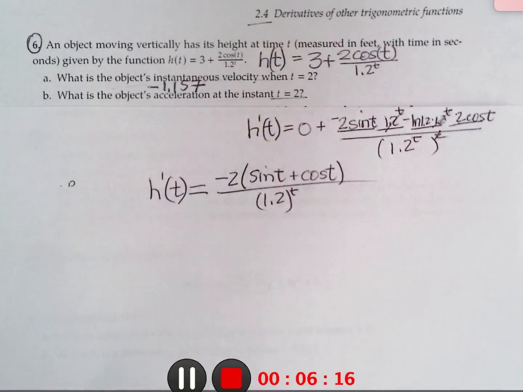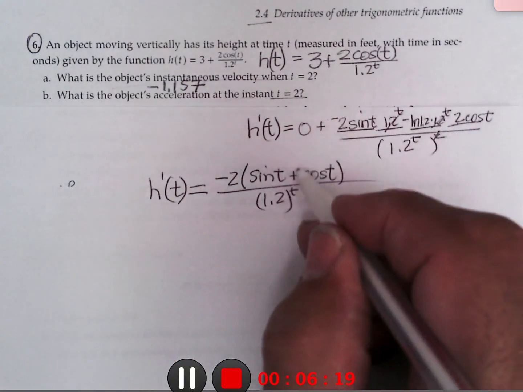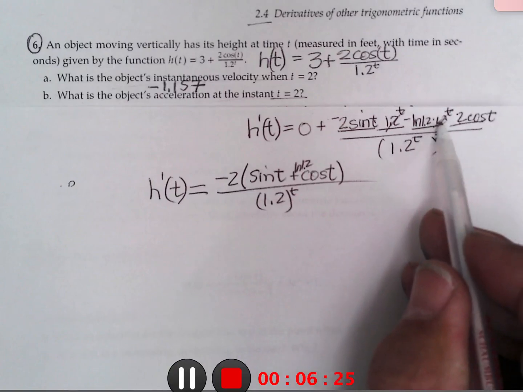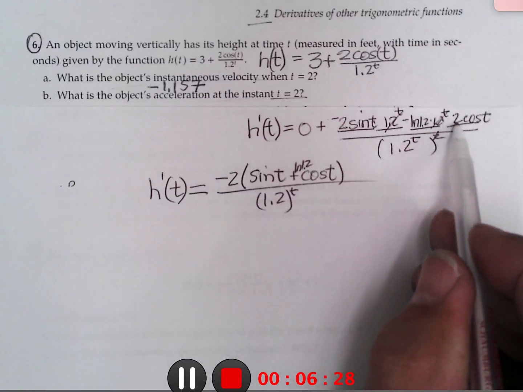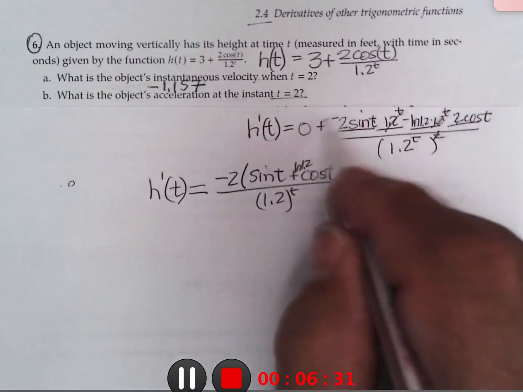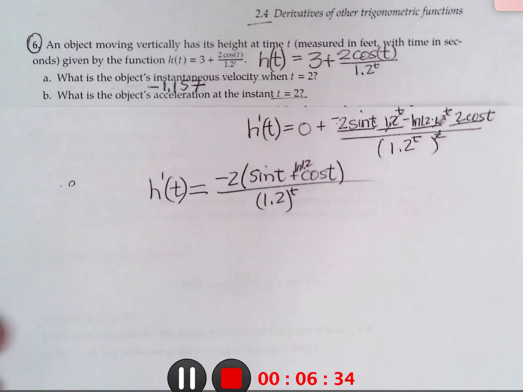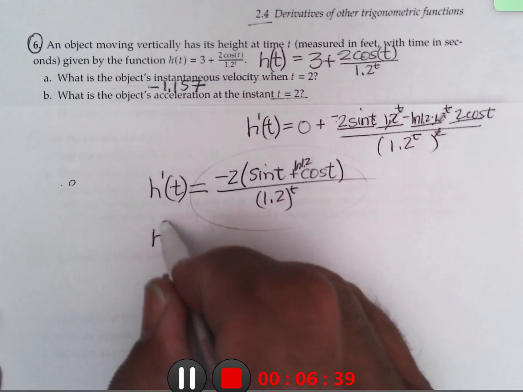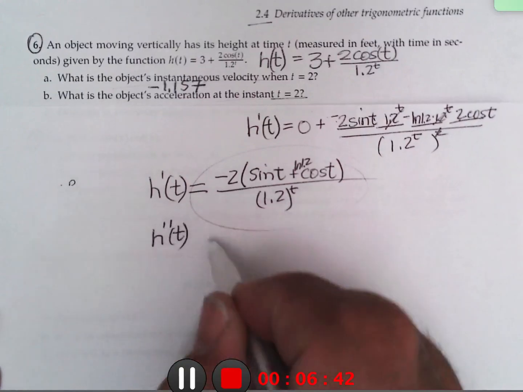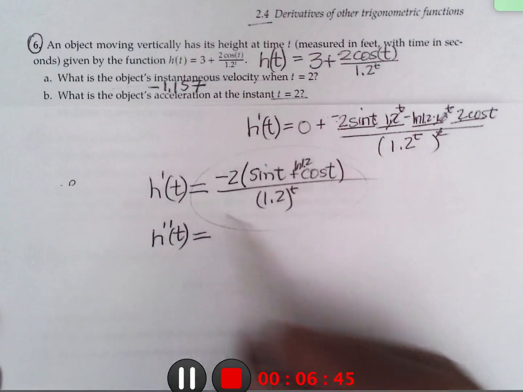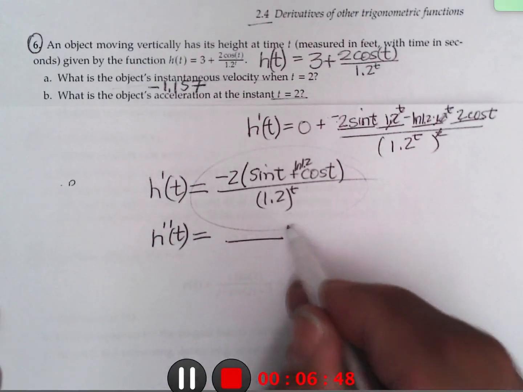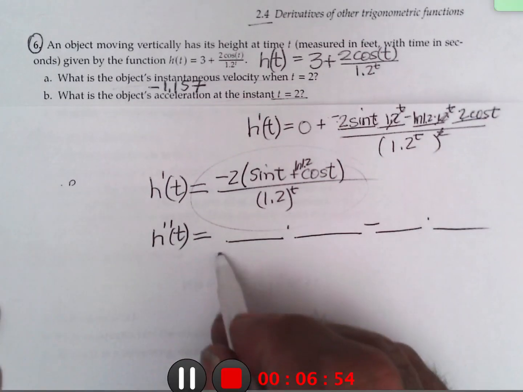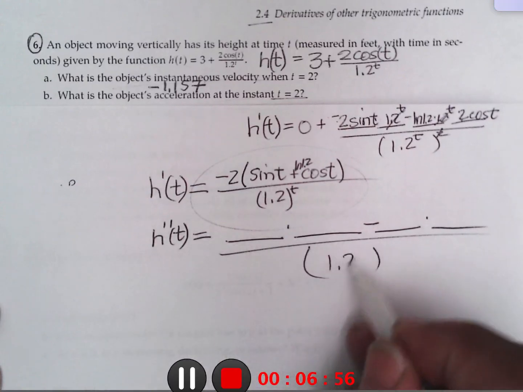Oh, I missed the ln of 1.2. ln 1.2 times the cosine t that we factored out. Oh, and there is a 2 on that also. No, I took the 2's out, okay? That's over here. Okay, I think I got it all in there. So now I have to take the derivative of this to get the acceleration, the second derivative of the position. So a quotient rule, and all over 1.2 to the t squared.